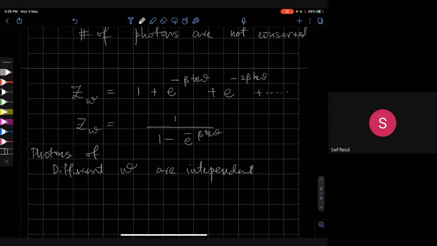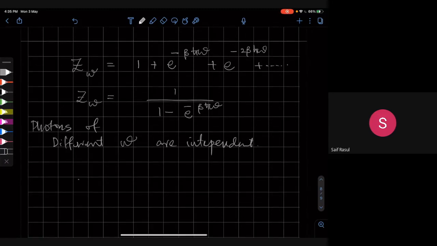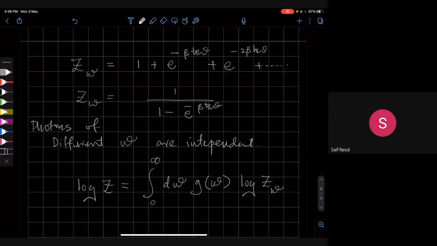So the total partition function is going to be a product of all these different photon frequencies. In other words, if I take the log of the total partition function, I can just do the sum, because multiplication upon taking logs becomes addition. So our frequency will be d omega, and there will be a density function, which is something that we just developed, and then z of omega. So this is going to be the partition function for the photons.